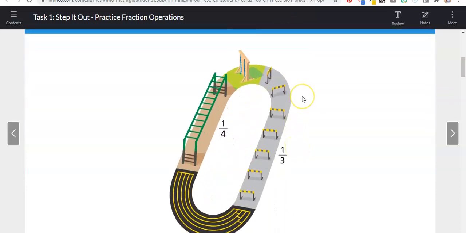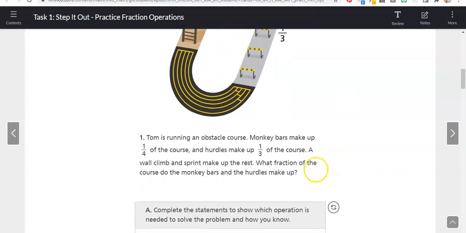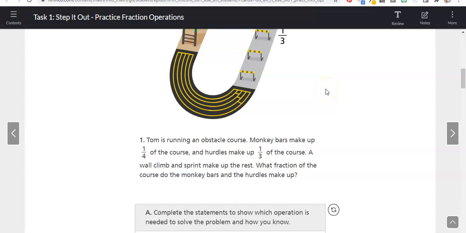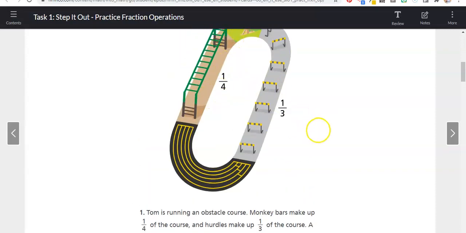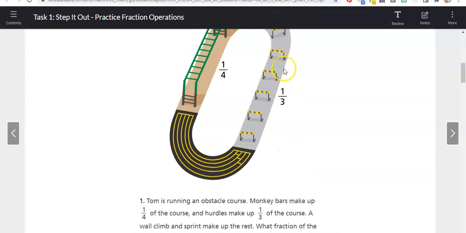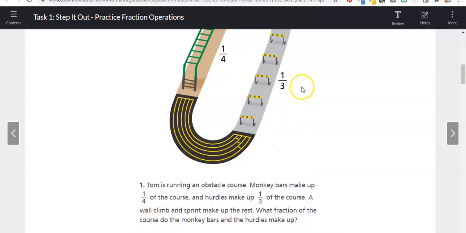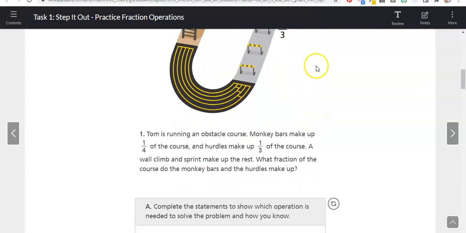So we're going to kind of combine what we've done in this chapter into one lesson right now. So this is an obstacle course that Tom is running. Monkey bars make up 1/4 of it. That's why it has 1/4 there. And hurdles make up 1/3. So we have 1/3 of hurdles. A wall, climb, and sprint make up the rest. What fraction of the course do monkey bars and the hurdles make?